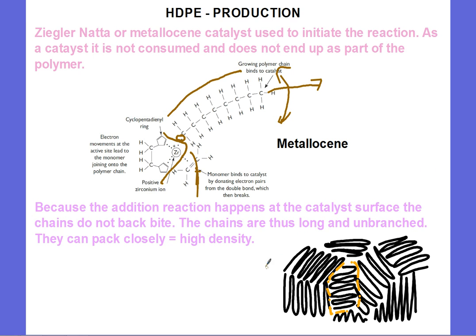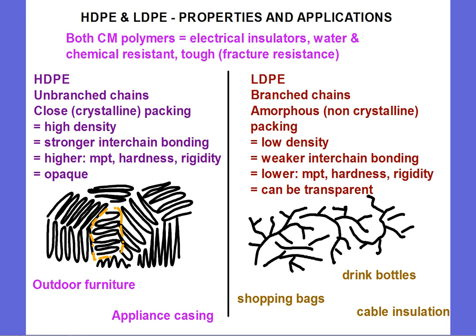Because they're long and unbranched, that means they can fold over each other quite closely and form these nice crystalline type patterns, and therefore we've got very high density packing, hence high density polyethylene. So what are they used for? Well, they've got some properties in common. They're both covalent molecular polymers, therefore they're both electrical insulators. They're water and chemical resistant, and they're tough, which means they're fracture resistant.